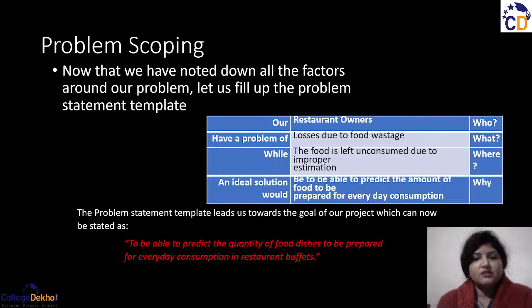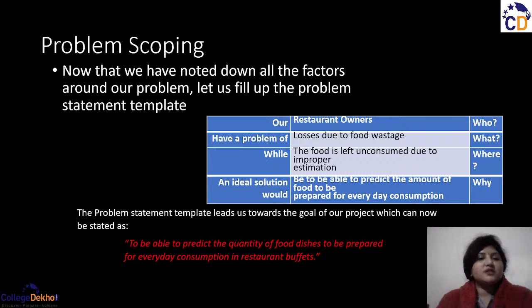The first talks about who is having the problem: the restaurant owners. What is the problem? The losses due to food wastage. Where is this problem arising? The food is left unconsumed due to improper estimation in the restaurants. Why this problem? Now you have to give an ideal solution: to be able to predict the amount of food to be prepared for everyday consumption. So the restaurant owner wants a predictive model which is going to predict the quantity of food dishes to be prepared for everyday consumption in restaurant buffets, right?